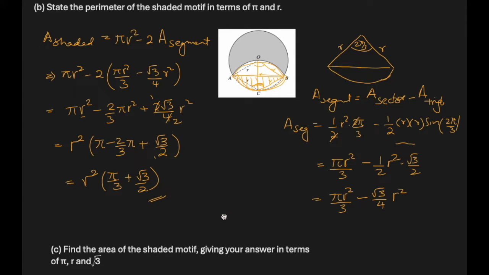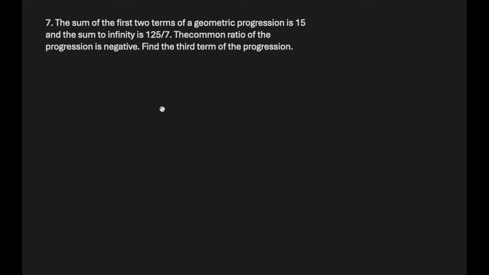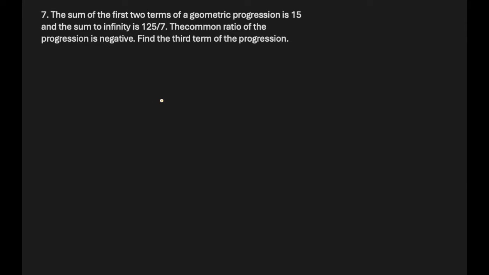Done that. Okay, question number 7. Question number 7 says the sum of first two terms of a GP is 15. So A1 plus A2 is 15. Alright. And the sum to infinity is 125 over 7. So equal to 125 over 7.